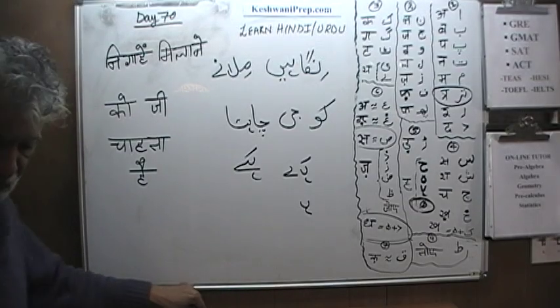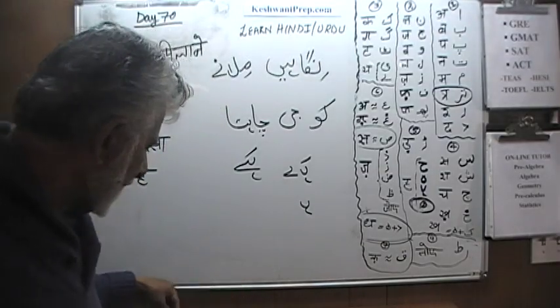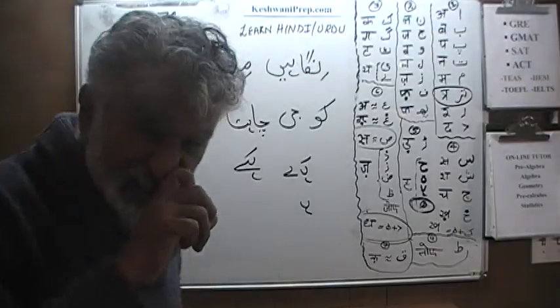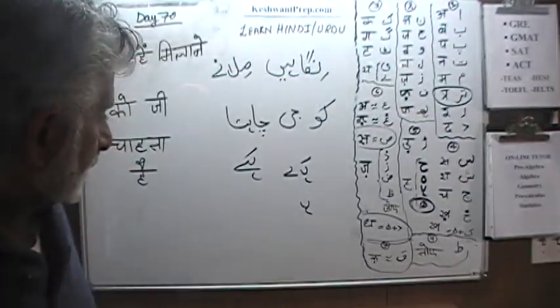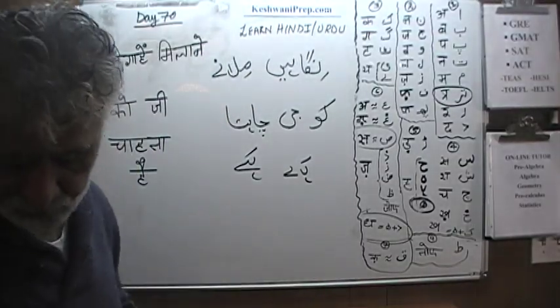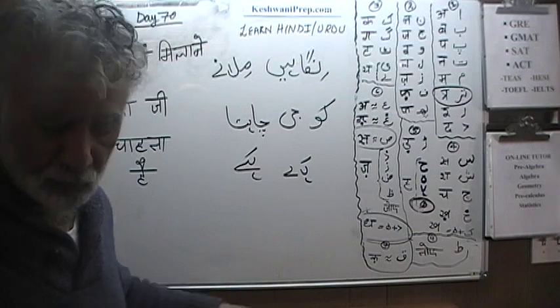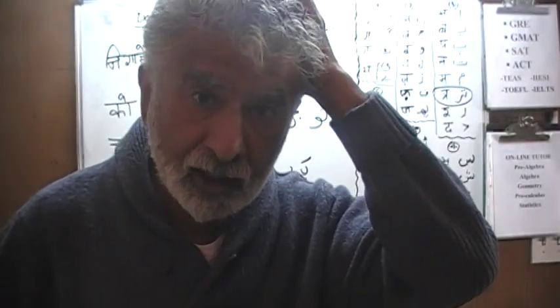Nigahen Milane ko Jee Chahta hai. Nigahen Milane ko Jee Chahta hai means that I want to. My heart tells me to lock eyes with him. To look at him. To look in his eyes. That's what it says. My heart feels like I should look in his eyes. I should look at him in his eyes. As I said, to lock eyes with him.